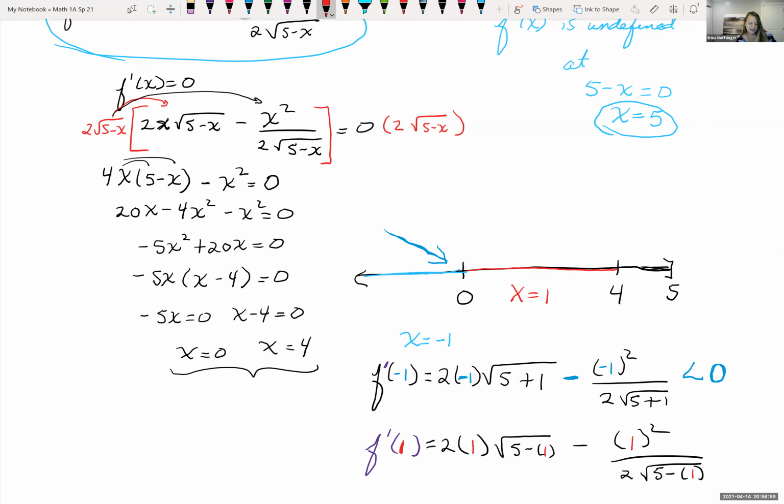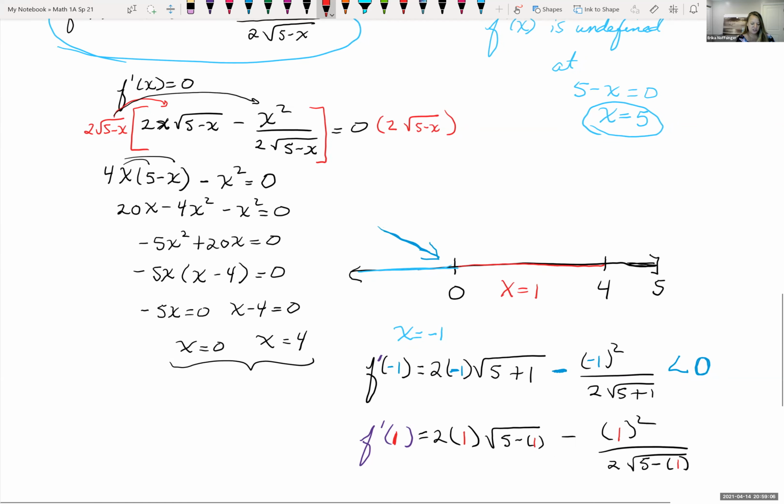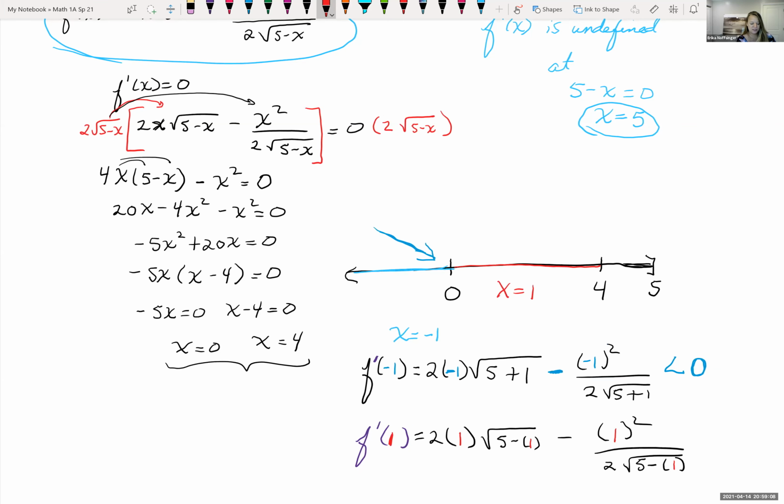So I need to know, is that going to be a positive number or a negative number? Well, square root of 4 is 2. I can see that that first term is going to be 4. And I see that that second term, I'm going to be subtracting, I think it's 1/4. So that's going to be a positive number there. So this would be greater than 0. So this is increasing.